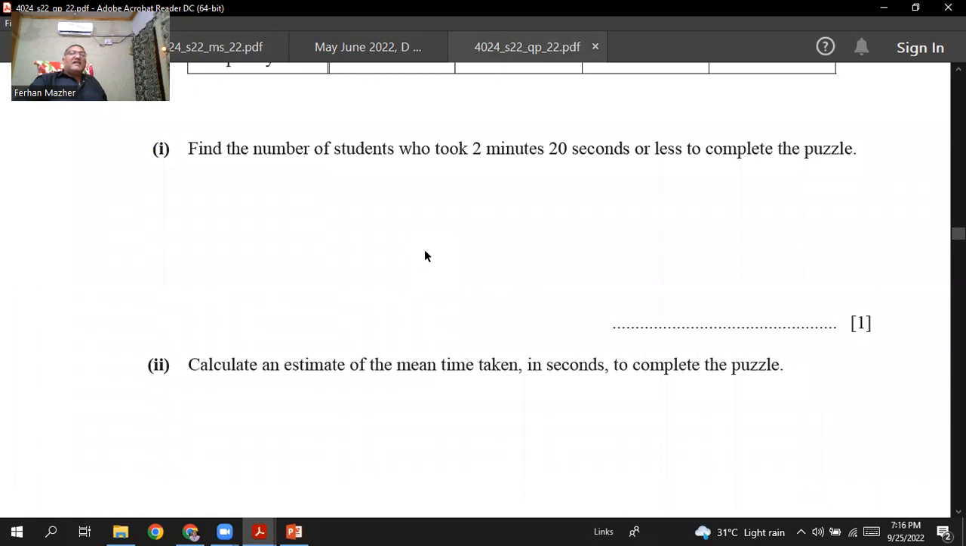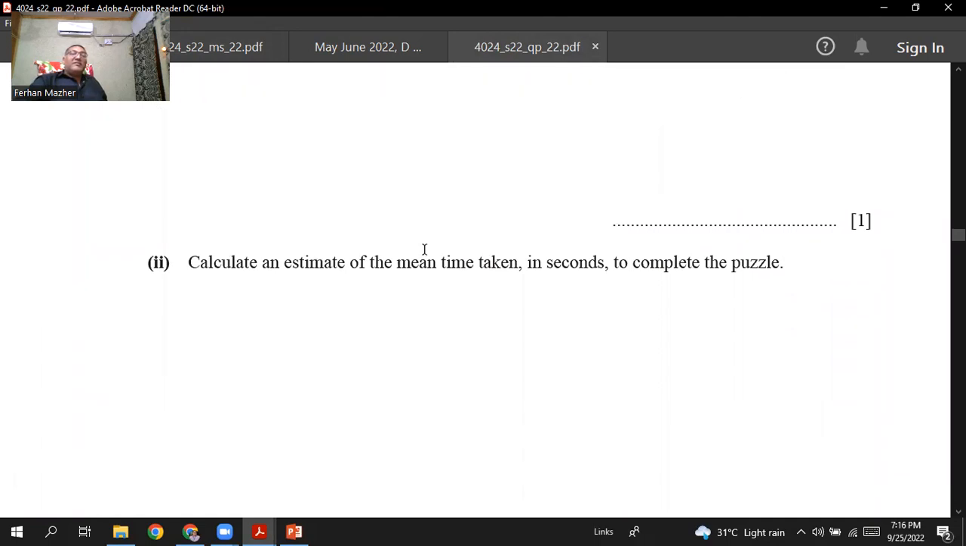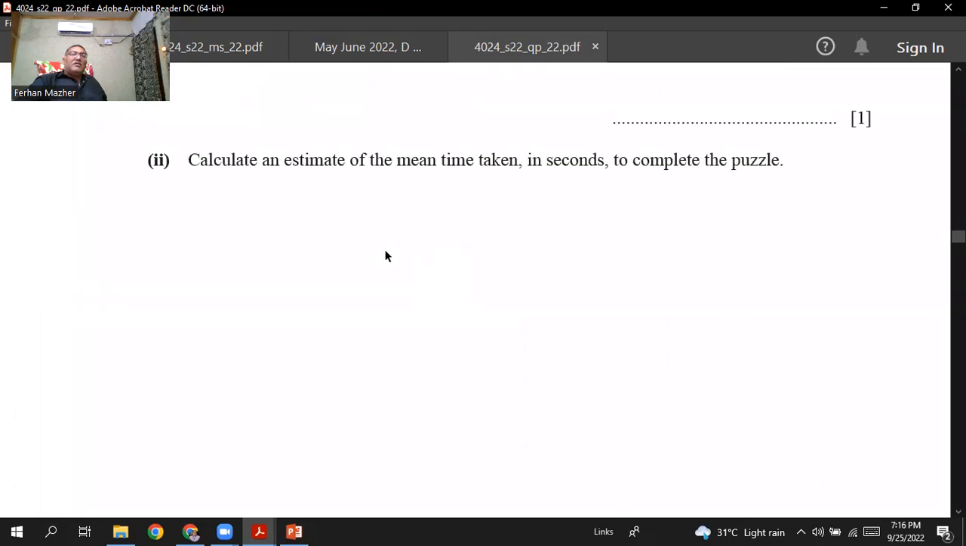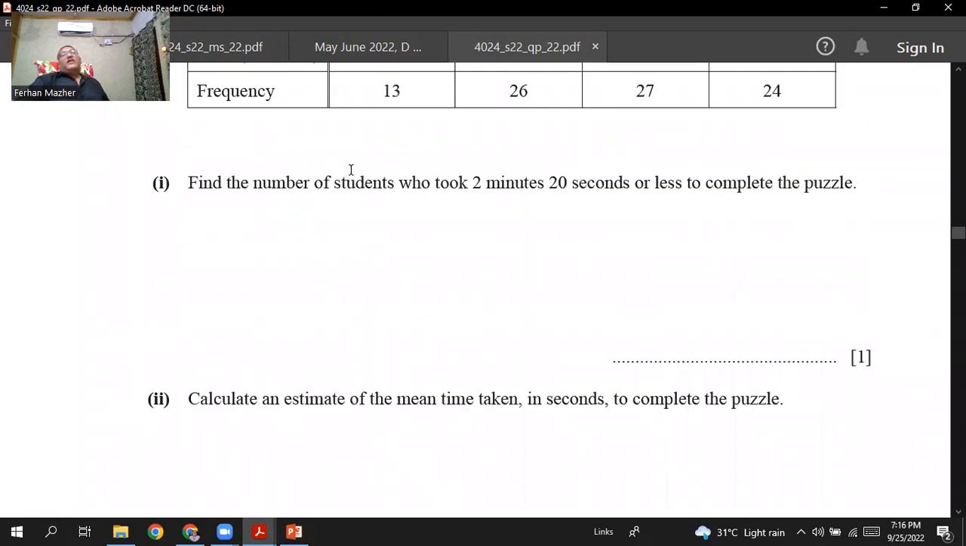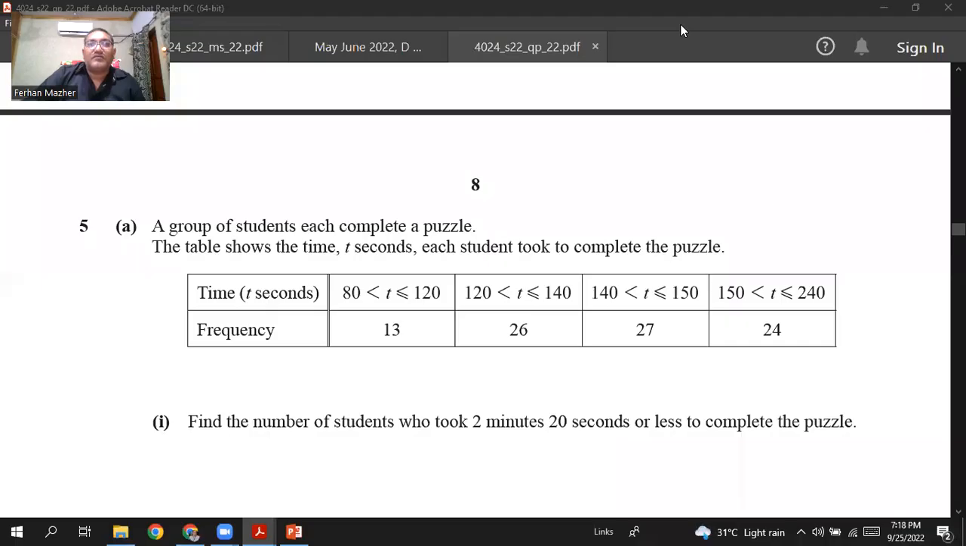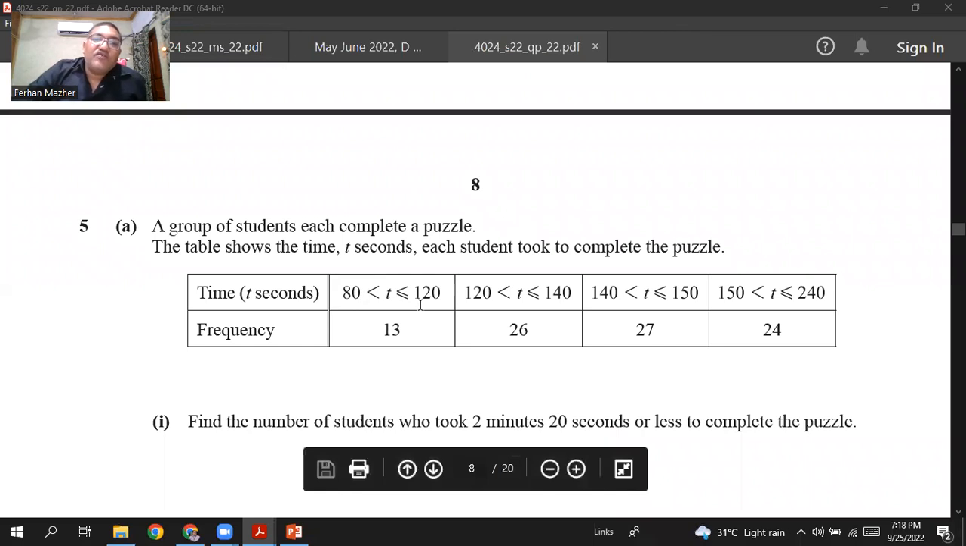Then he says, calculate an estimate of the mean time taken in seconds to complete the puzzle. Okay. So if you want to find out the mean time to complete this puzzle, what you will do, I will find the mid values of these groups. So we will find out the mid values of these classes.